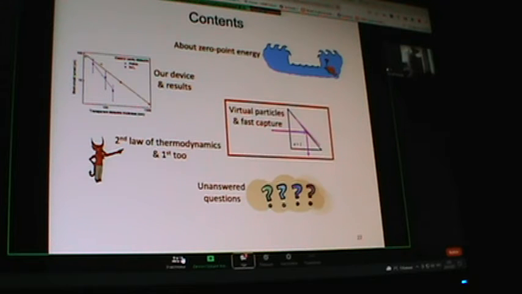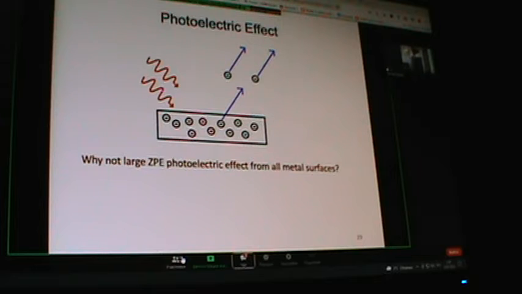Now I want to get on to some of the new discussion and mulling over that's related to the topics of this conference. And so first I will discuss the issue of vertical particles and fast capture. So one way to think about this is we know about the photoelectric effect. The photoelectric effect says that light incoming to a metal surface energizes the electrons, and those electrons can be emitted.